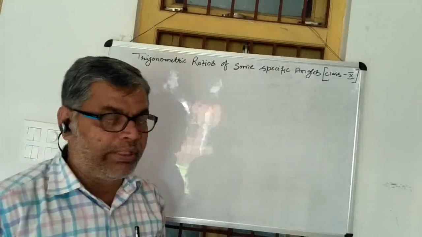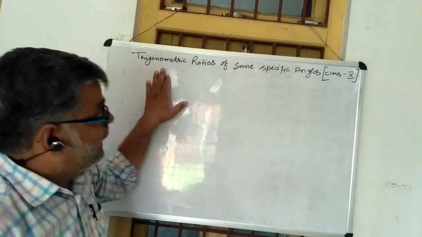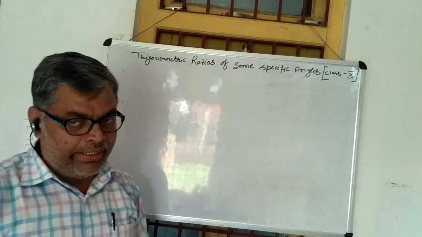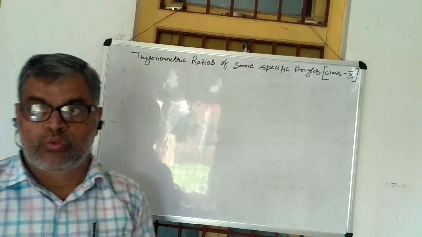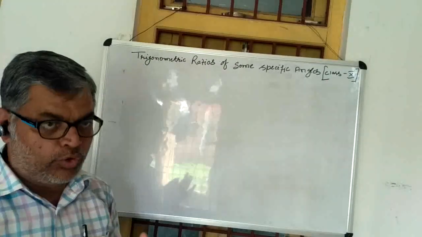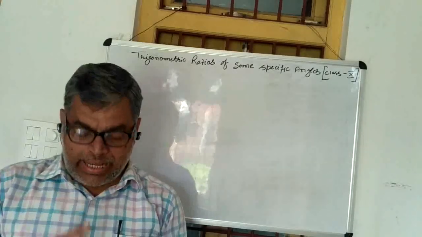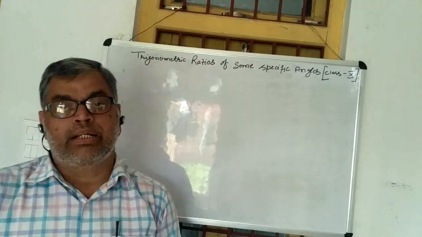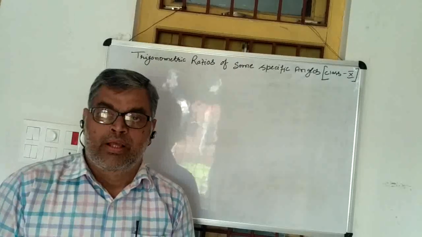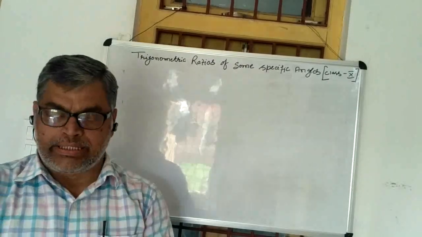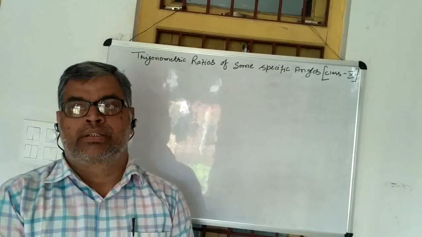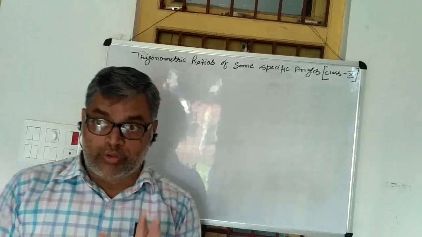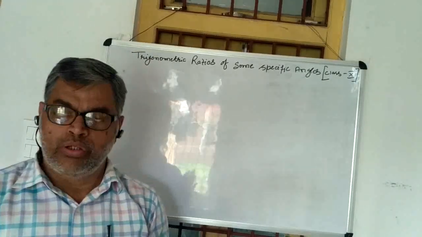Students, our today's topic is trigonometric ratios of some specific angles. In class 10th, you have to study the trigonometric ratios of angles for 0 degree, 30 degree, 45 degree, 60 degree and 90 degree. These are some specified angles whose trigonometric ratio values are to be learned.